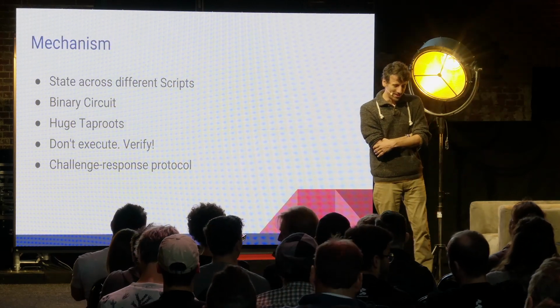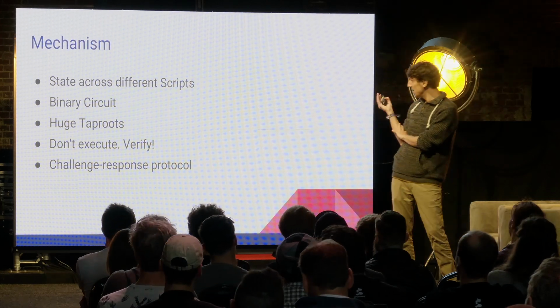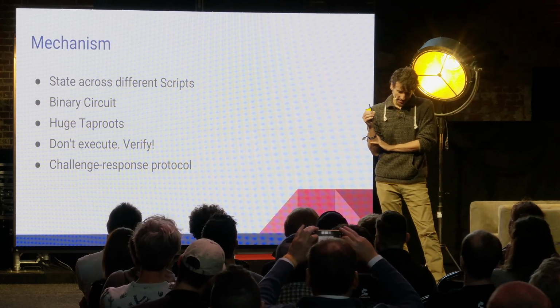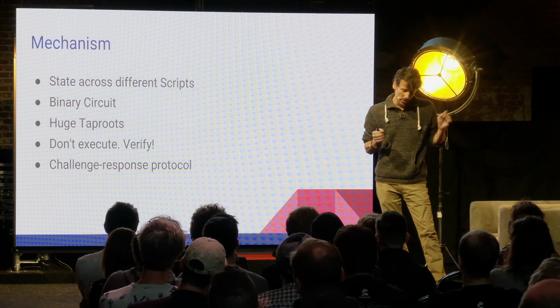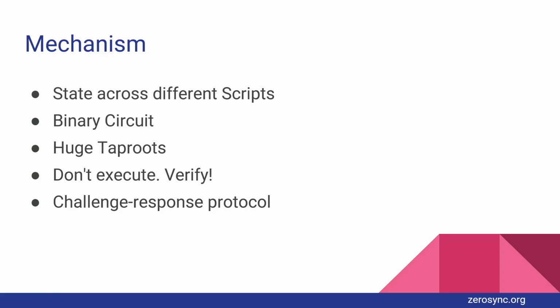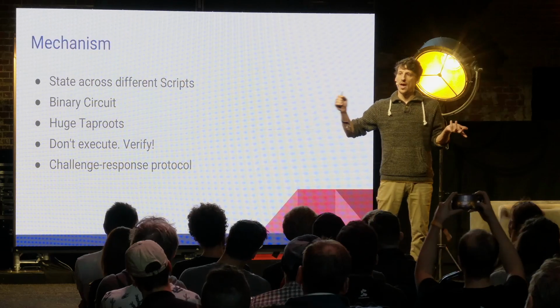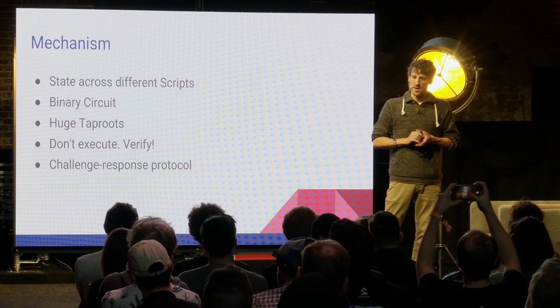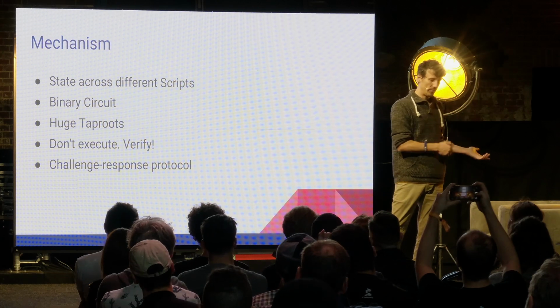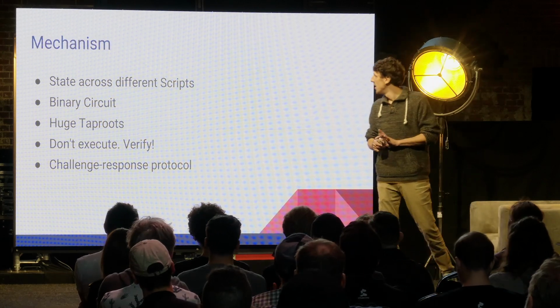How does the fundamental mechanism work? Well, the first fundamental idea of it is to have a way to have state across different scripts. Usually Bitcoin is completely stateless. Every script is executed by itself, and all other scripts have nothing to do with that execution. And we came up with an idea called bit commitments, and that is essentially a way to have state across different scripts. And that enables something way more powerful than stateless script.